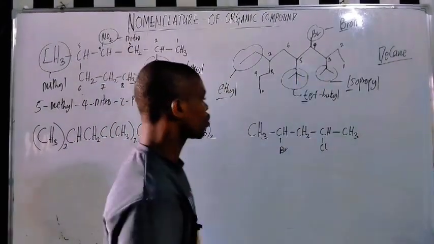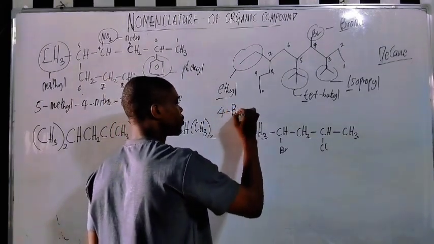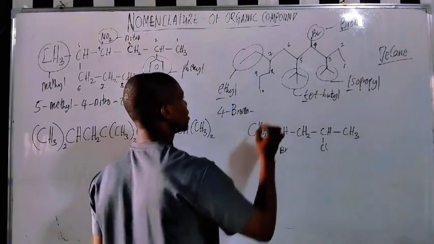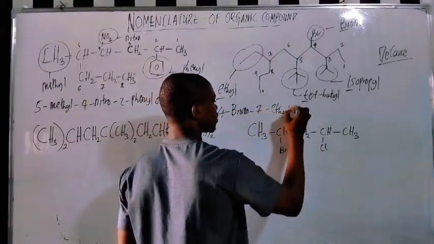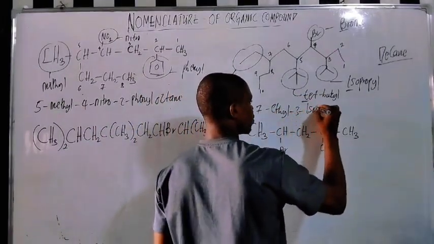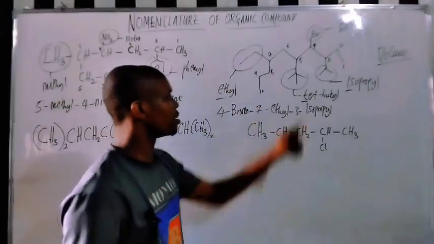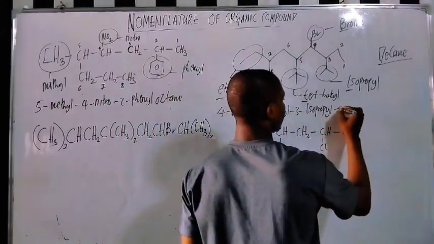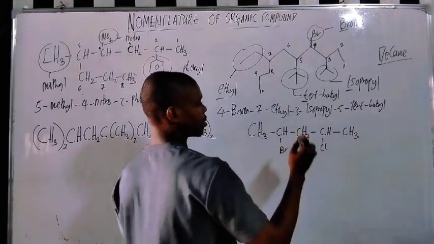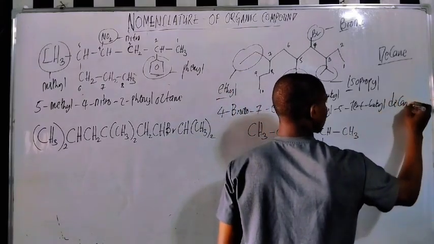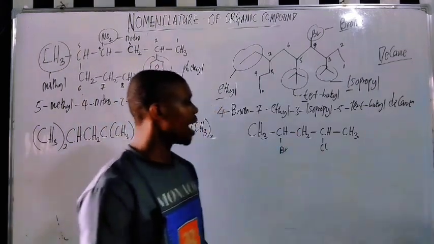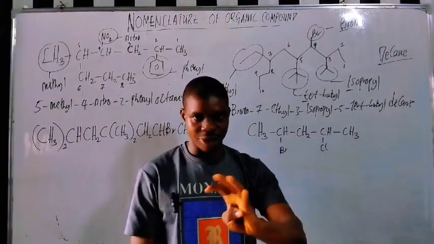Bromo is accounted by 4, so it will be 4-bromo. Then 7-ethyl. Then 3-isopropyl. Then 5-tert-butyl. Then decane. That is it. So 4-bromo, 7-ethyl, 3-isopropyl, 5-tert-butyl, decane. Do you understand?